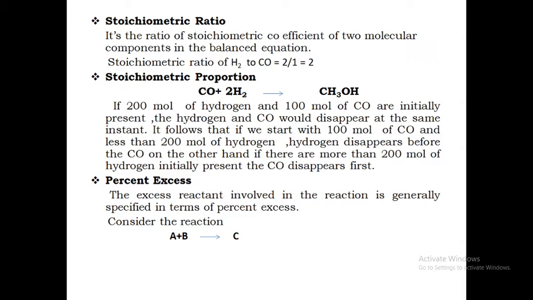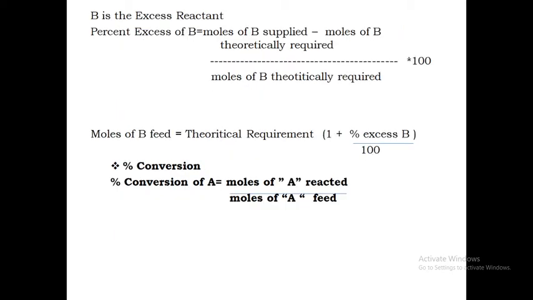The excess reactant involved in the reaction is generally specified in terms of percentage excess. Students, all of you understand that percentage means 100%. More than 100%, those values are excess. So consider the reaction A + B gives C. This is the reaction. From this reaction, capital B is the excess reactant.